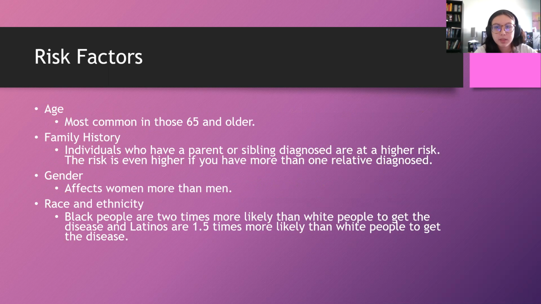Risk factors associated with the disease include age, family history, gender, race and ethnicity, and a couple more on the next slide. But it's most common in those 65 and older. However, this isn't a normal part of the aging process. With family history, if you have a parent or sibling diagnosed, you're at a higher risk, and the risk increases if you have more than one relative diagnosed. It affects women more than men, and Black people are 2 times more likely than white people to get the disease, and Latinos are 1.5 times more likely to develop the disease than white people.